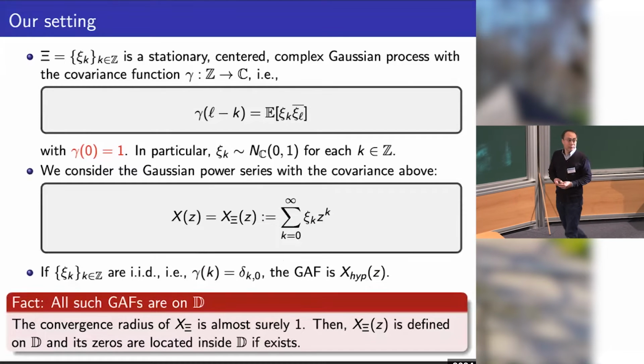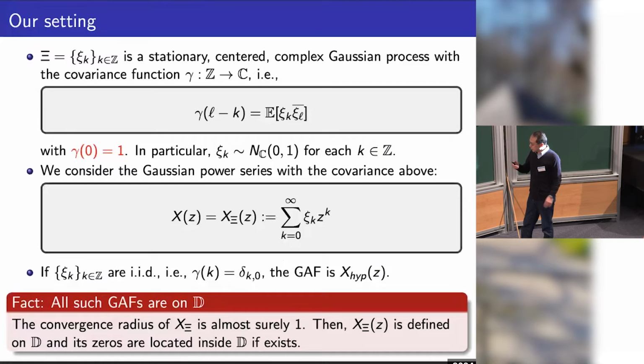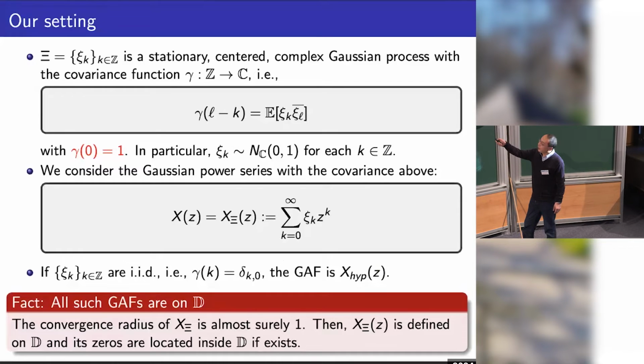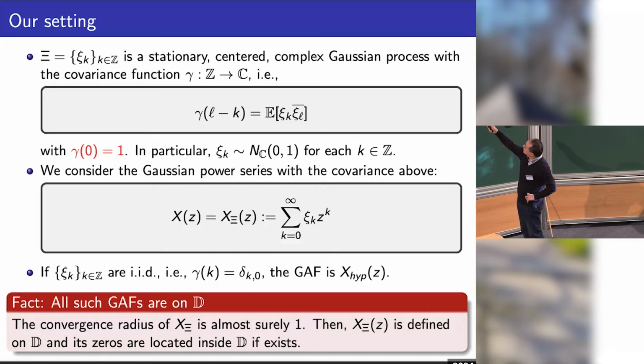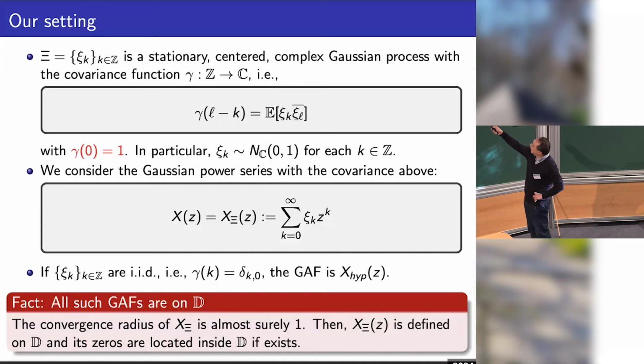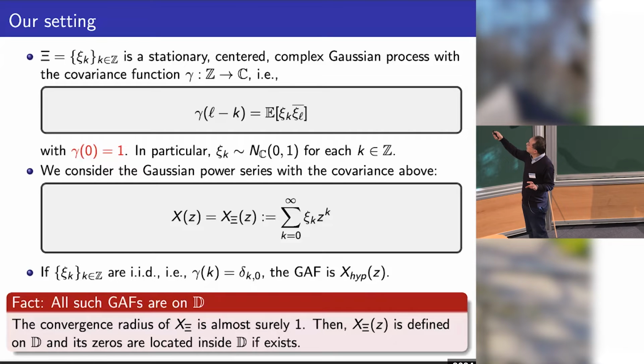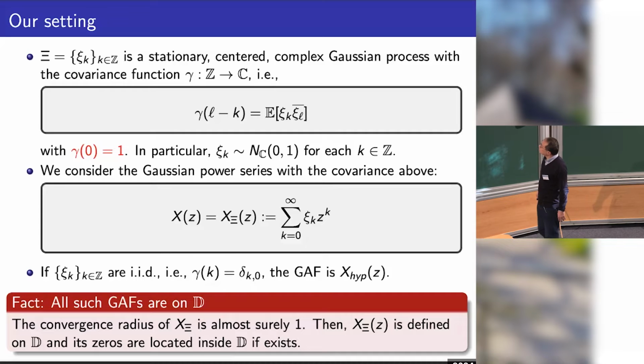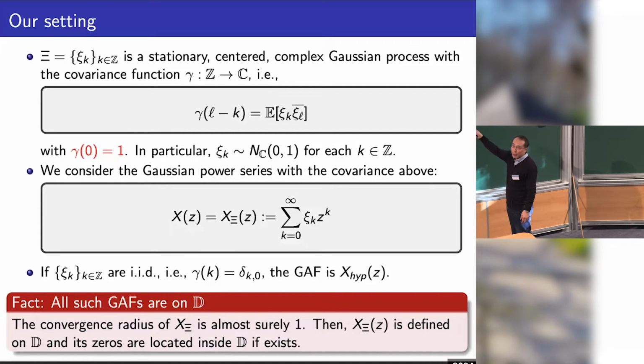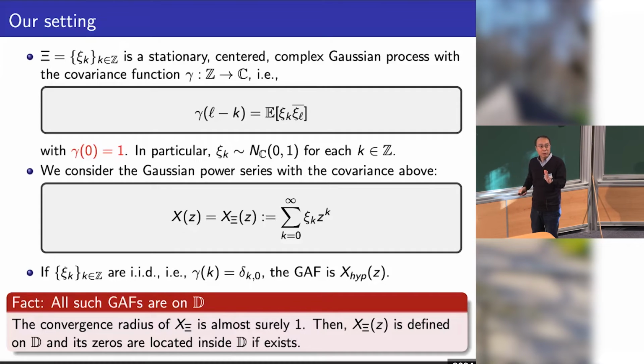Okay, so this is our setting. First we consider psi k. Psi k is a stationary, centered, complex Gaussian process with a covariance function gamma. Here we are considering a stationary process, so the covariance is given like this: there is some function gamma, and the covariance just depends on the difference of the indices. And we assume that gamma 0 equals 1. This means that each marginal of this process is a standard normal, complex standard normal.